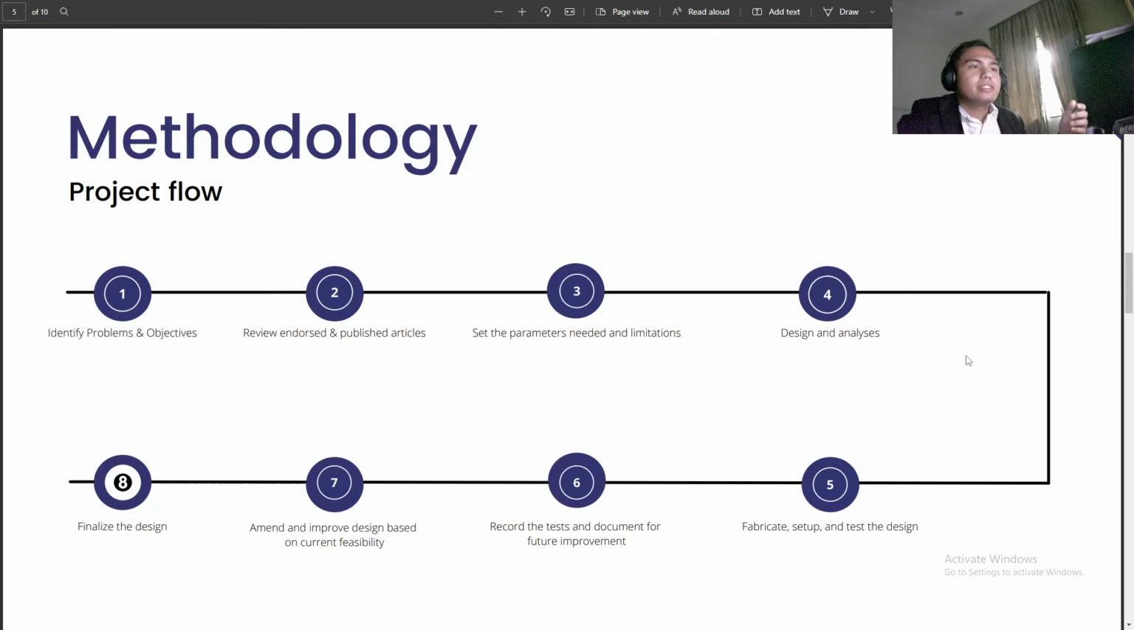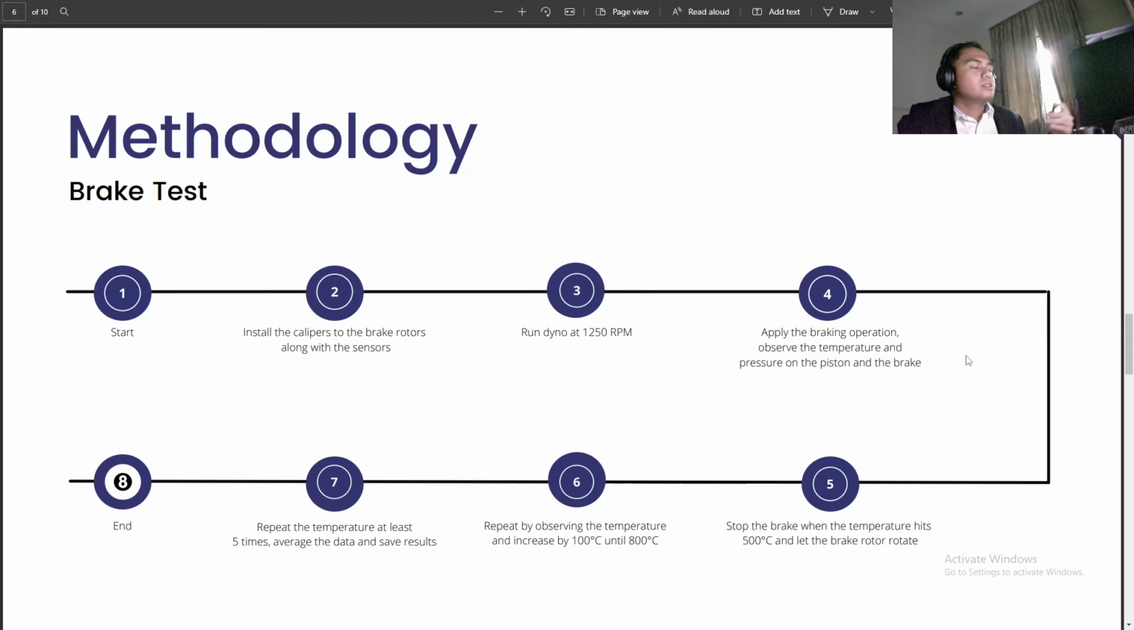Next, we fabricate, set up, and test the design. Then we record the test and document it for future improvement. Then we amend and improve the design based on current feasibility like time and money. And lastly is to finalize the design. So moving on to the brake test.